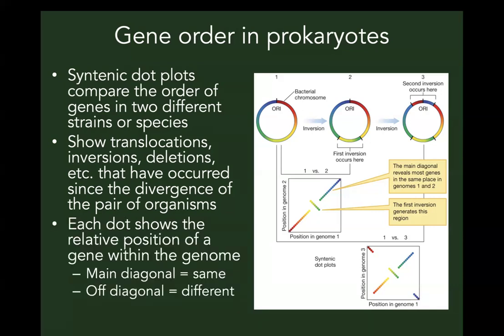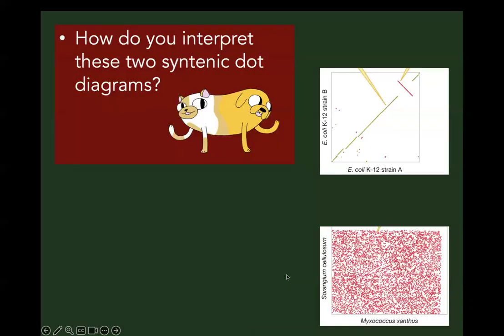The main diagonal that I showed you before means that they are the same, and the off diagonal is showing that they're different. All right, how do you interpret these two syntenic dot diagrams?